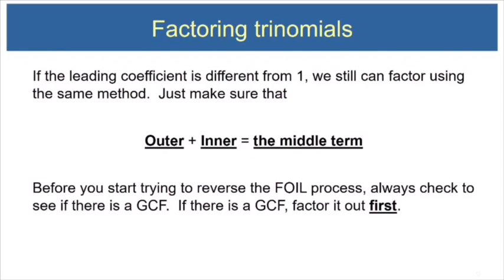That's what you need to watch out for. Now also, before you start trying to reverse the FOIL process, always check to see if there is a GCF. And if there is a GCF, you need to factor it out first. You're going to have to factor it out at some point, and you may as well factor it out first so that the trinomial will be easier to work with.